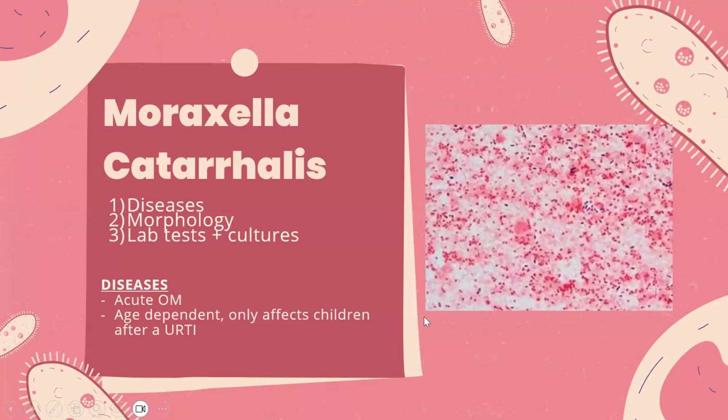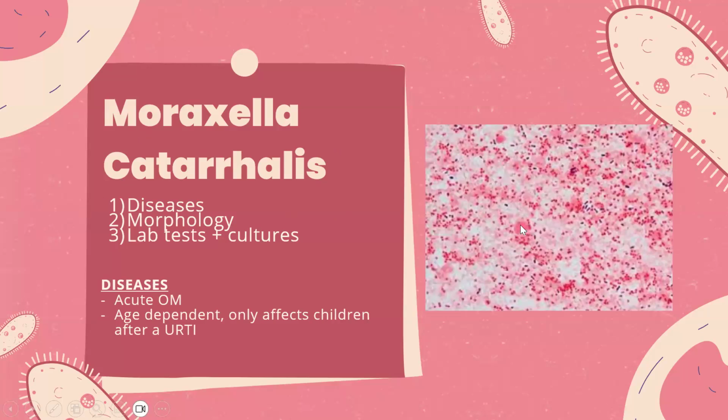Okay. Now the third organism that causes acute otitis media is Moraxella catarrhalis. It is very age dependent. So if we have an adult patient with otitis media, Moraxella catarrhalis is not really suspected because it is only affecting children.